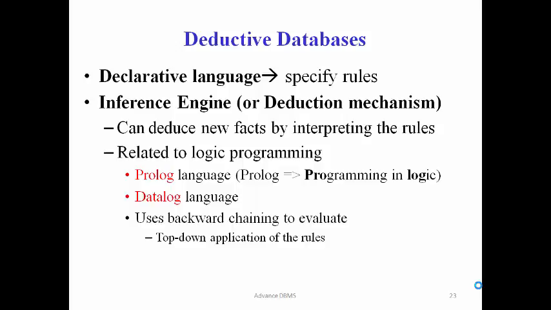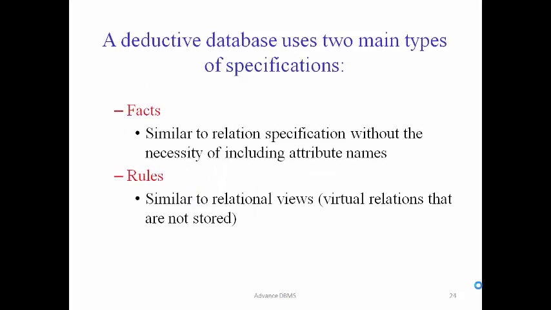A deductive database uses two main types of specifications: facts and rules. Facts are specified in a manner similar to the way relations are specified, except that it is not necessary to include the attribute names. Rules are somewhat similar to relational views. They specify virtual relations that are not actually stored, but that can be formed from the facts by applying inference mechanisms based on the rule specifications.